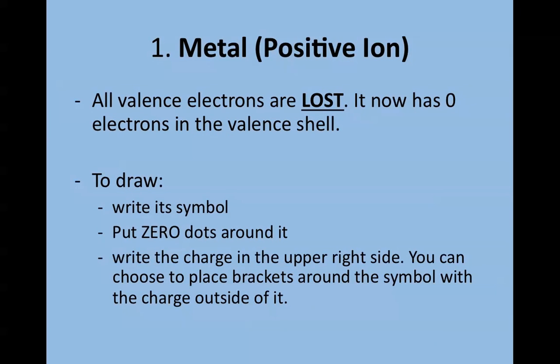So for our metal or positive ions, how do we draw this in our ionic compound? We're going to be looking at drawing our Lewis dot structure for our ionic compound. All the valence electrons are lost, so it has to have 0 electrons in its valence shell. So to draw the metal, we're going to write a symbol. We're not going to put any dots around it. And then we're going to write the charge in the upper right-hand side. And we went over placing brackets around the symbol and putting the charge on the outside of it.